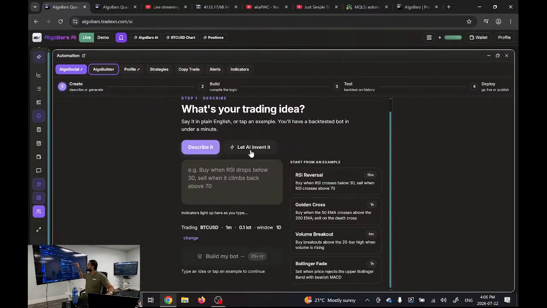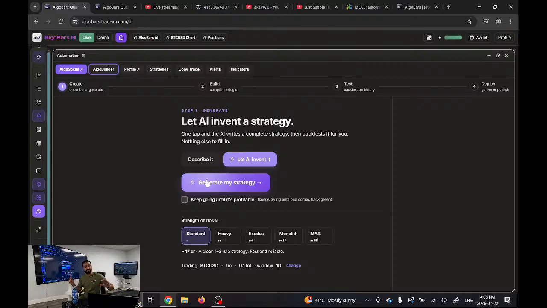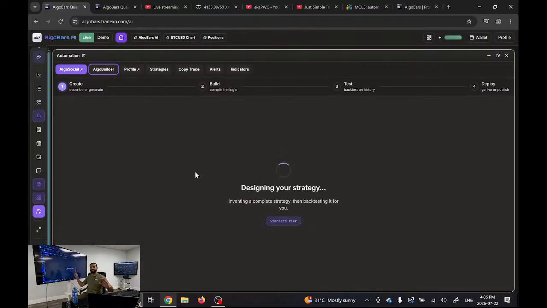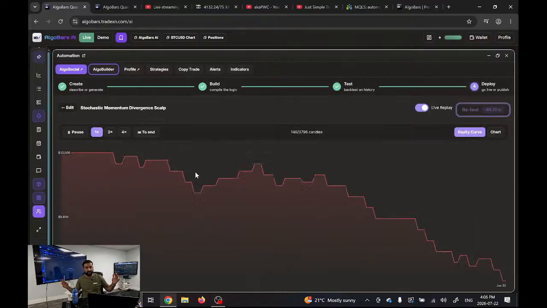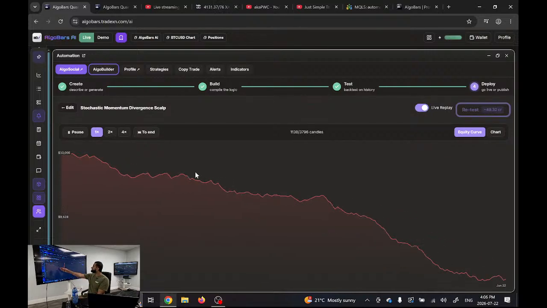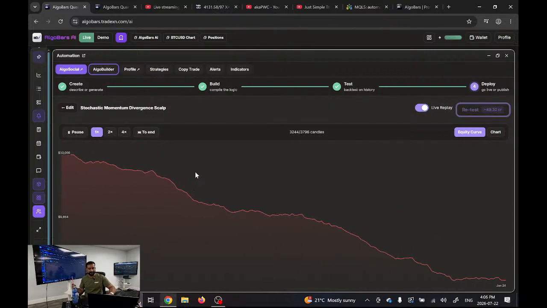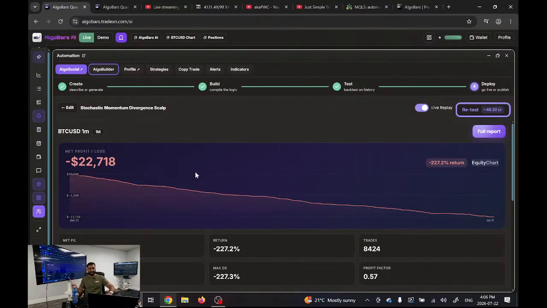So now let's click Let AI Invent It, okay? So we're the first platform that has full AI integration like this. So now let's just click Generate My Strategy. Now here's what this is doing. This is, first of all, going through hundreds of millions of different variables and parameters and all of these things, then putting together and coding a fully custom strategy that's never been built before. And then what it does is, then it backtests it for you so you can see what the result of that would be.